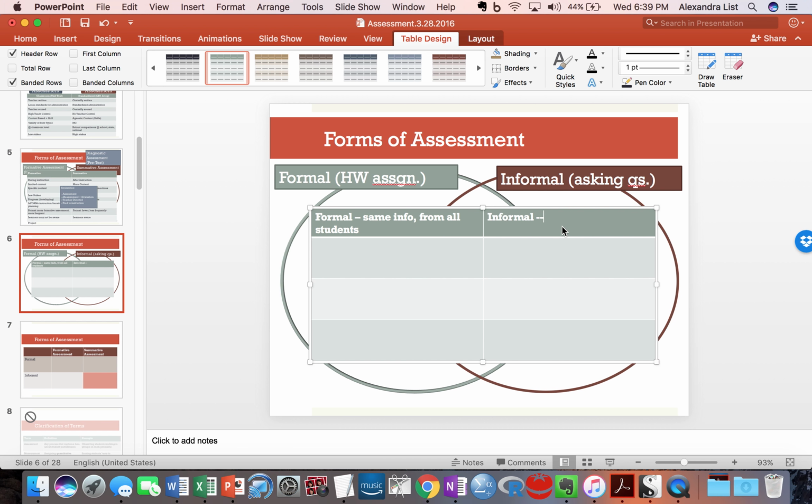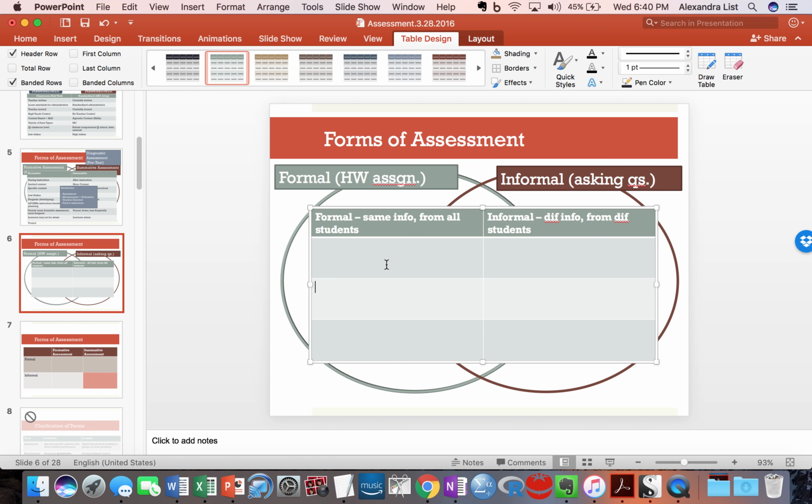George, Alex, Jeremy, would you tell me the definition of informal assessment? It would be unusual that I would ask everybody the same question. And so when we talk about informal assessment, it's still data on student learning, right? We're still talking about assessment. I'm still able to see, okay, how well are you understanding the content? But I'm not collecting the same information. I'm collecting different information from different students.